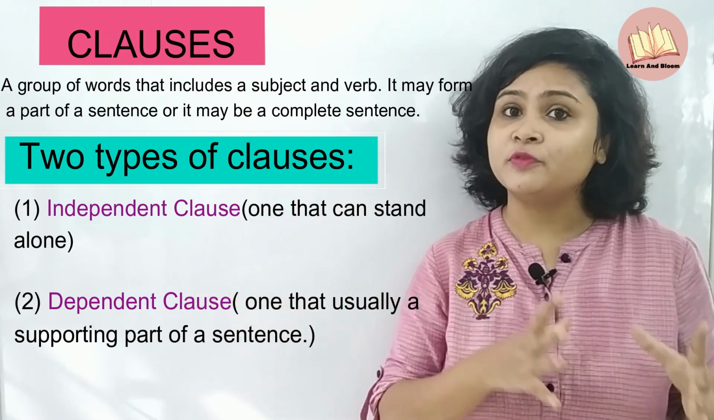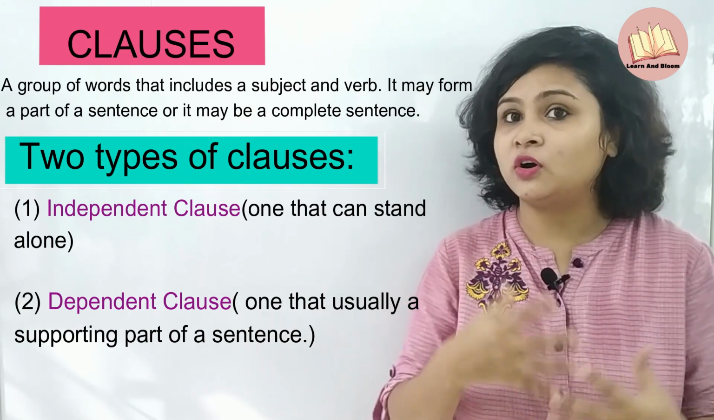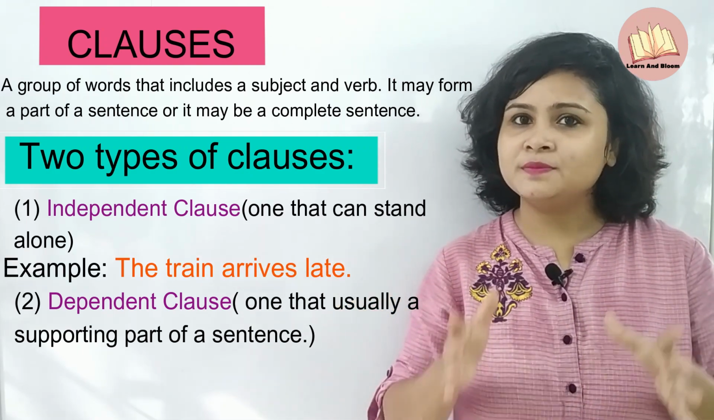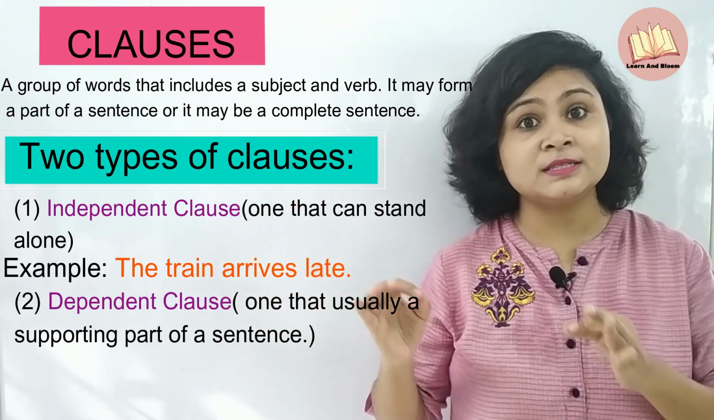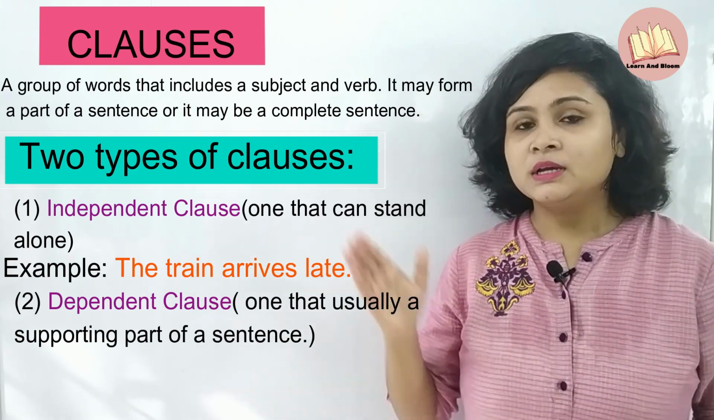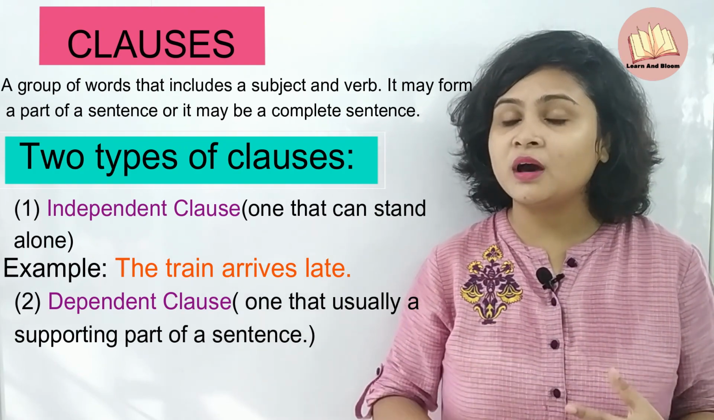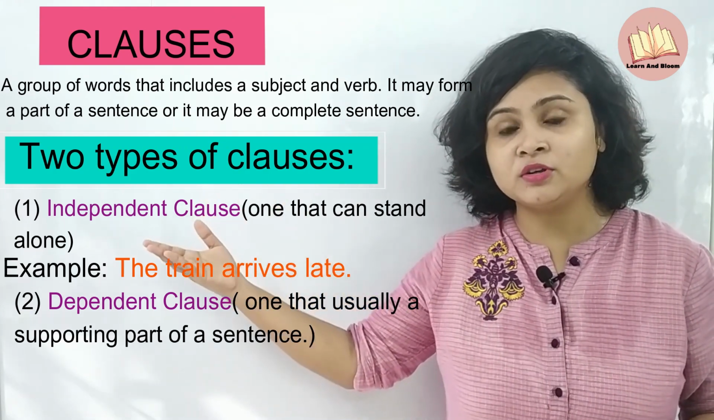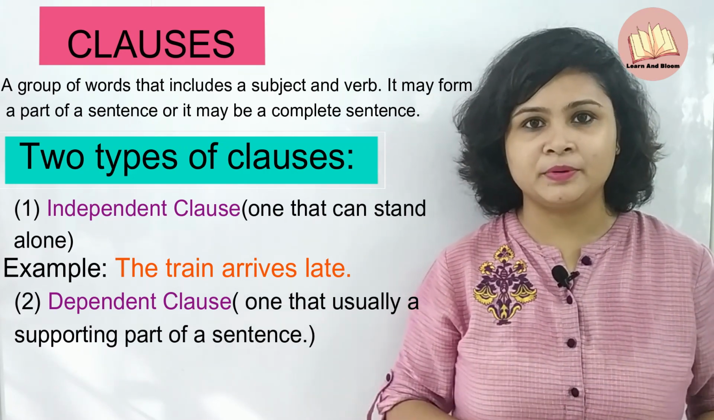Independent clause can form a complete sentence. It conveys the complete thought. We will see it through example. The train arrives late. This is an independent clause and it is a sentence also because it is conveying a complete thought. But dependent clause cannot stand on its own. It cannot convey a complete thought. It always depends on the independent clause or main clause. We will understand it through an example.